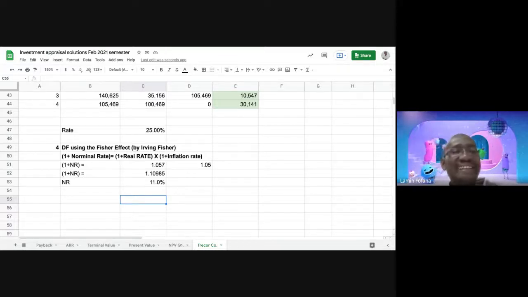Is that clear? So our nominal rate, or the discount rate we're going to use, is 11%. Is this clear?